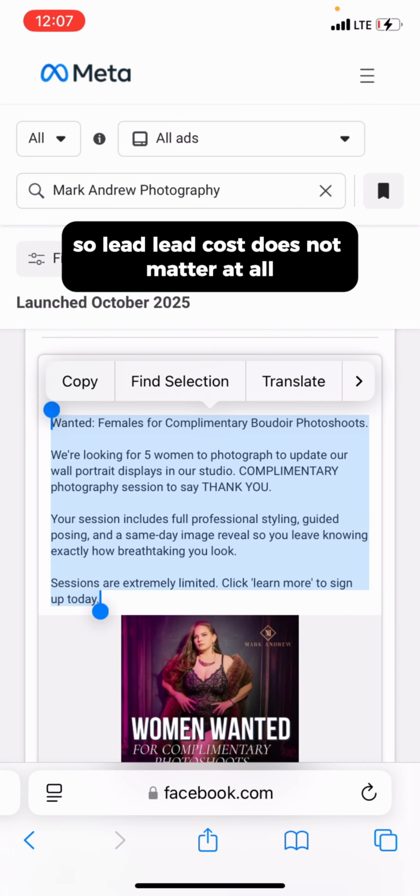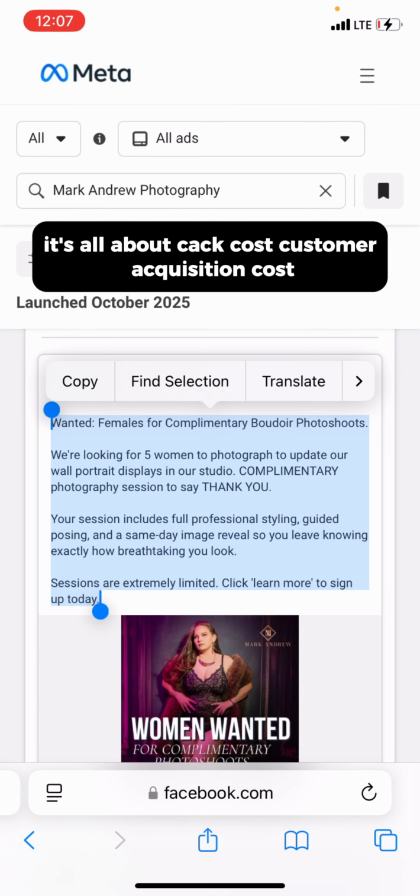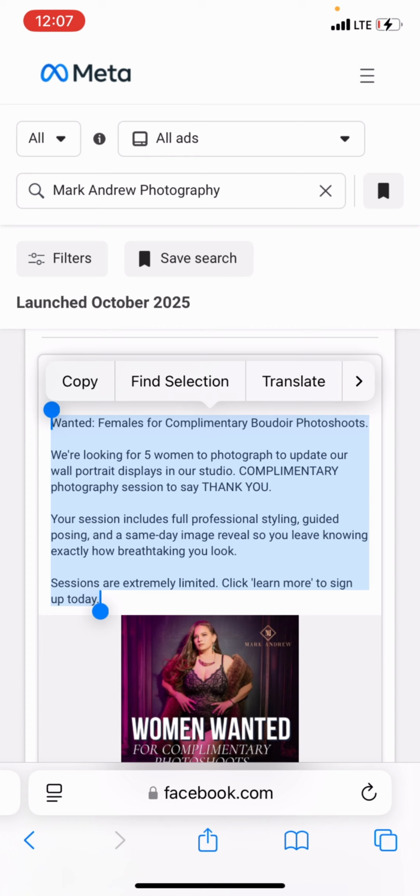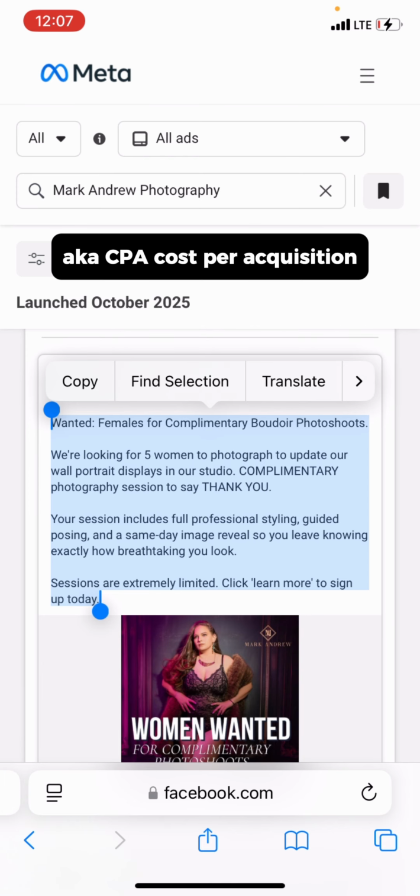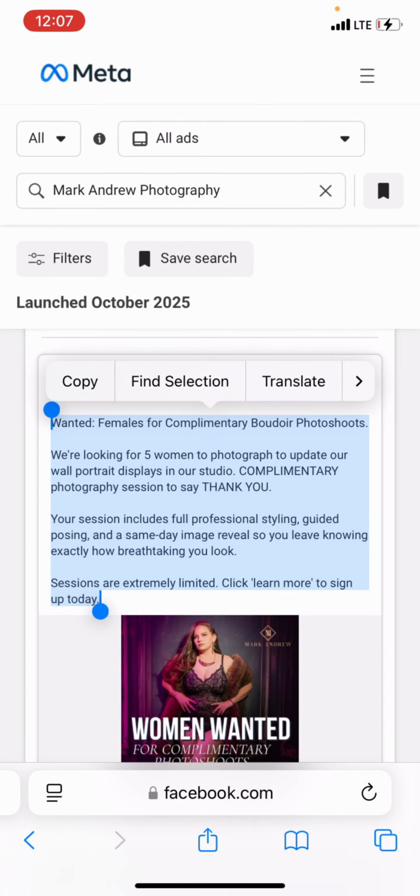So lead cost does not matter at all. It's all about CAC, customer acquisition cost, aka CPA, cost per acquisition. That's the only number that actually matters.